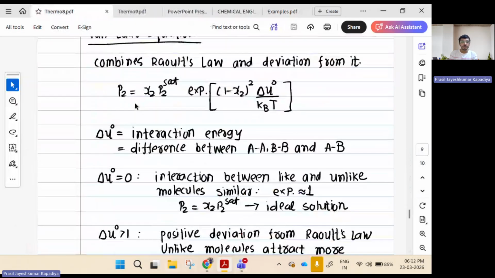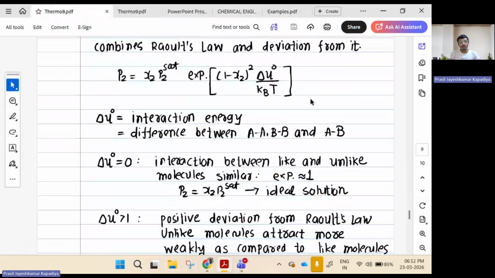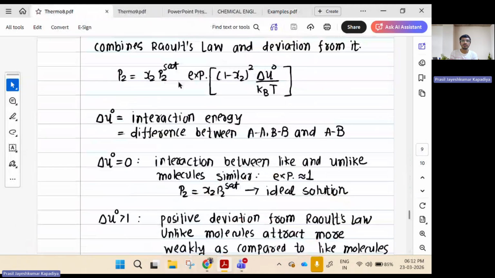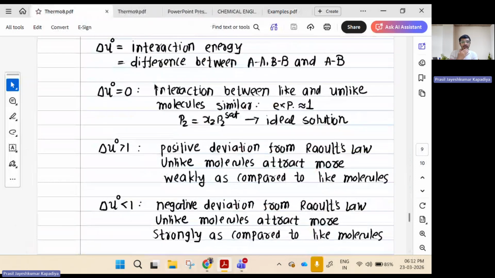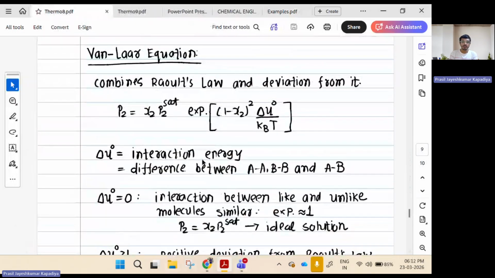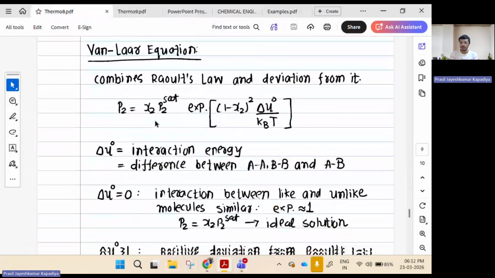That was the ideal solution. There will be one more case where delta U naught is greater than 0. That shows positive deviation from Raoult's law, and unlike molecules attract more weakly as compared to like molecules. So that's why this P2 will be equal to x2 into P2 sat into some additional term that is greater than 1. So P2 will be a higher value than x2 into P2 sat. Similarly, when delta U naught is less than 0, we see negative deviation from Raoult's law. So unlike molecules attract more strongly as compared to like molecules. So this term is less than 0, the exponent is going to be less than 1, so this P2 will be reduced. P2 will be less than x2 into P2 sat.